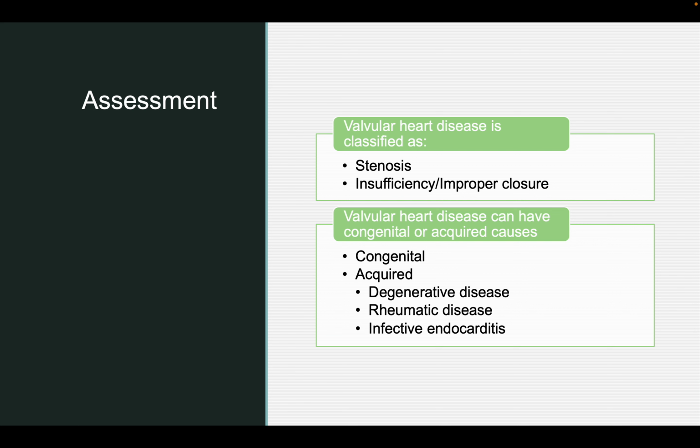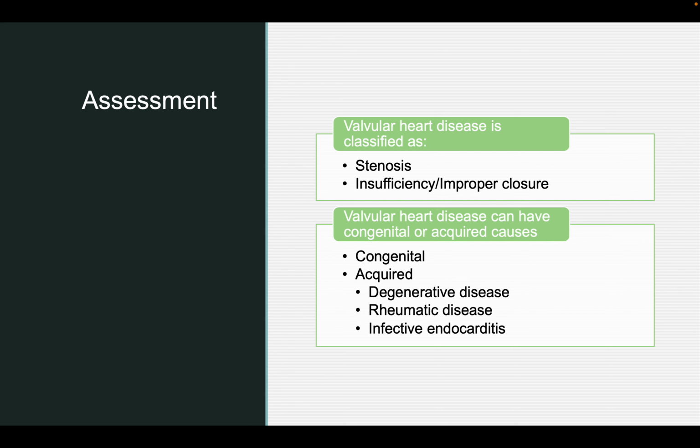Valvular heart disease can have congenital or acquired causes. So, for instance, congenital valvular heart disease can affect all four valves and cause either stenosis or insufficiency. The acquired valvular heart disease is classified as one of three different types. So we have degenerative disease, which is due to damage over time from mechanical stress or the atherosclerosis that we talked about earlier, and even hypertension.